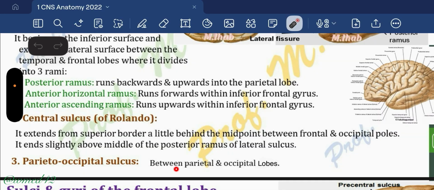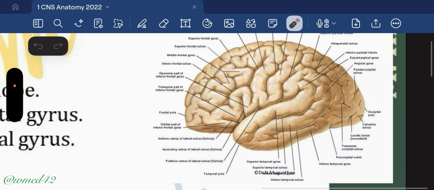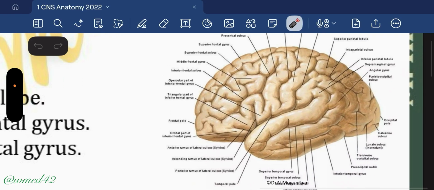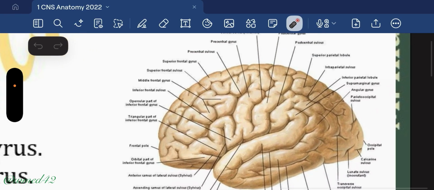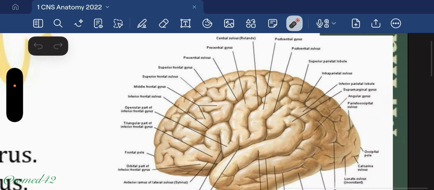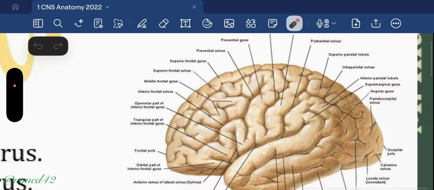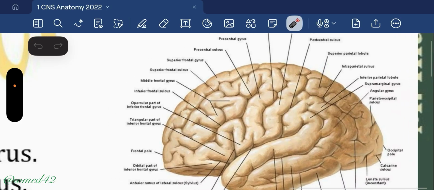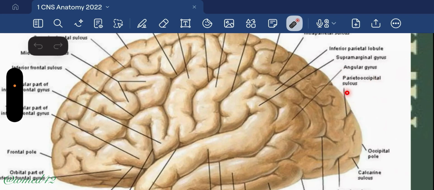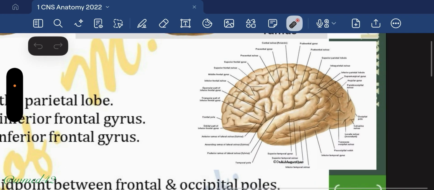Parieto-occipital sulcus between the parietal and occipital lobes. Parietal and occipital lobes, we have parieto-occipital sulcus. Here it is. Parieto-occipital sulcus, there it is.